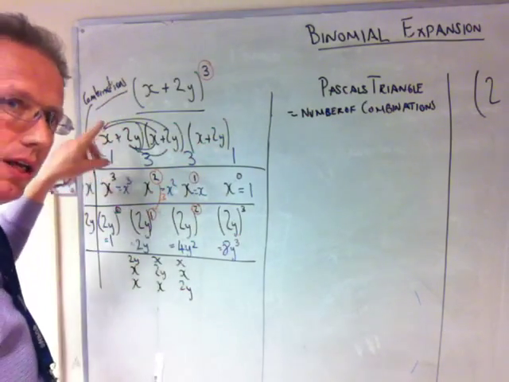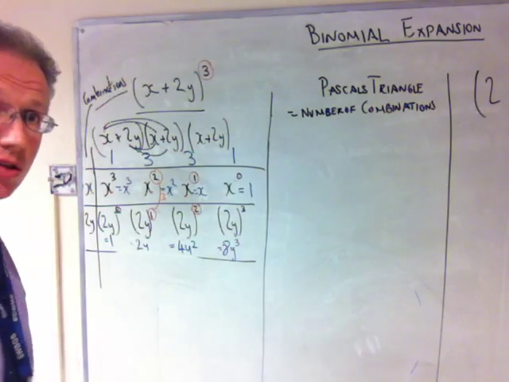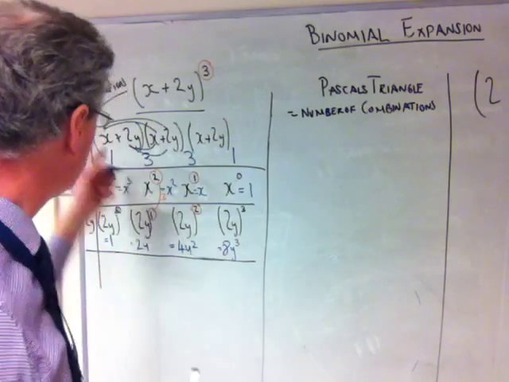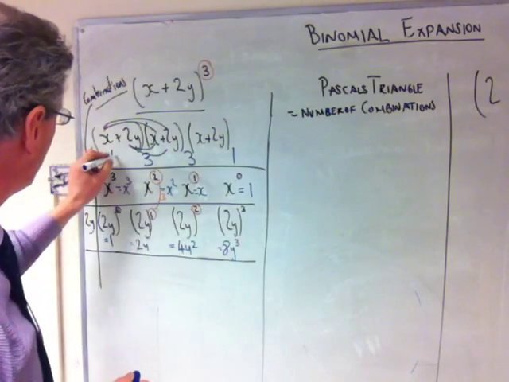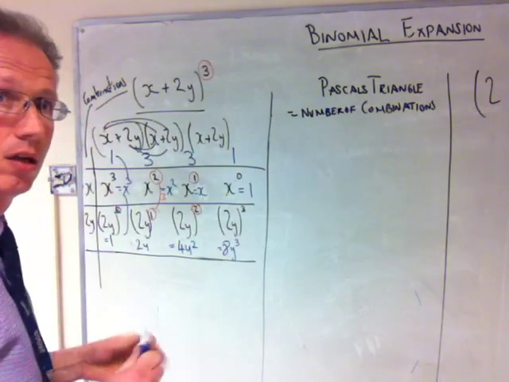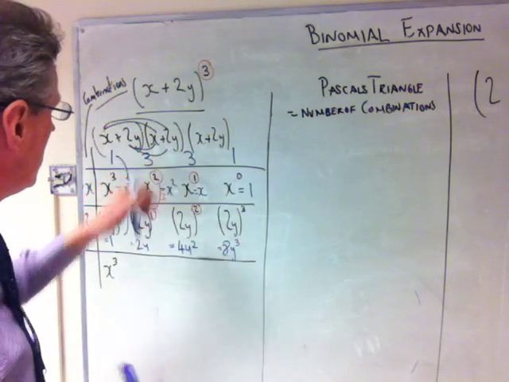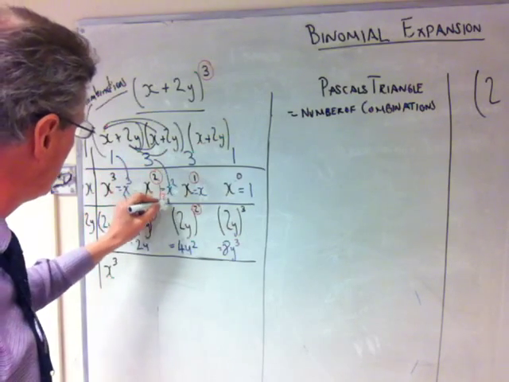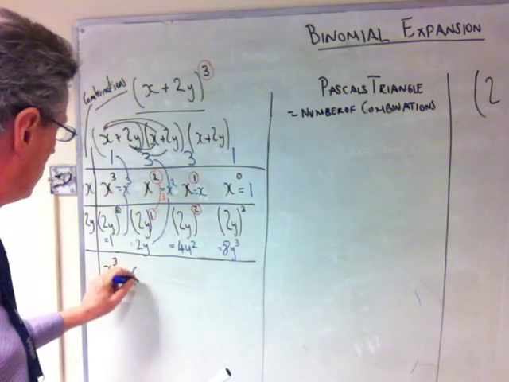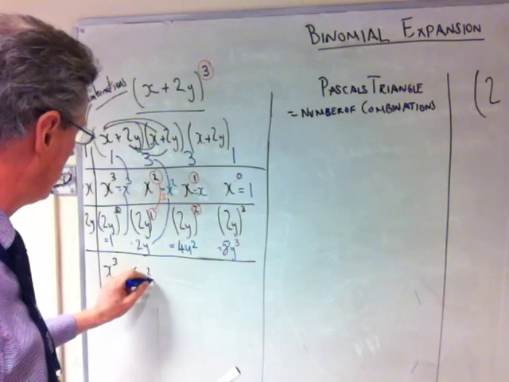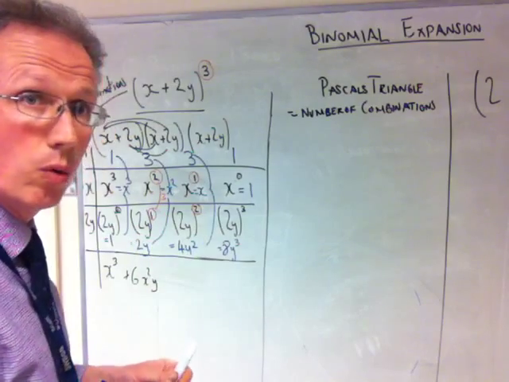So now what I've got is a table that we can pull together for our expansions. Now remember, we're timesing everything together, so everything times together in the table as well. So we've got 1 times x cubed times 1. So that will give us x cubed. We've then got 3 times x squared times 2y. So that will be 3 times 2, which is 6x squared y.